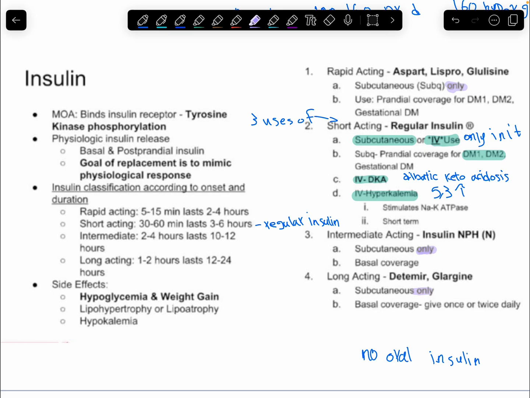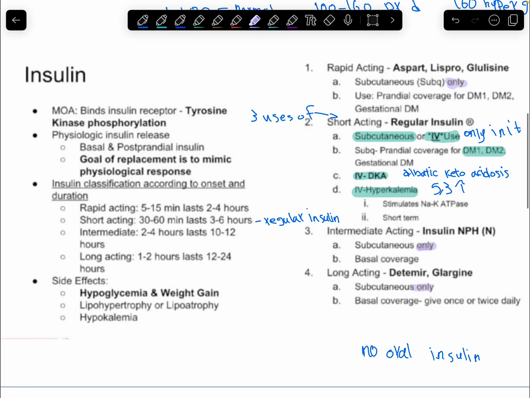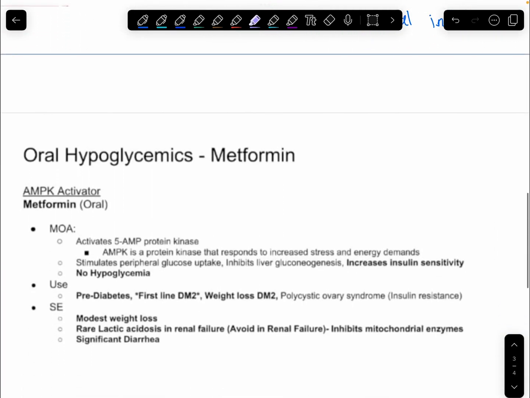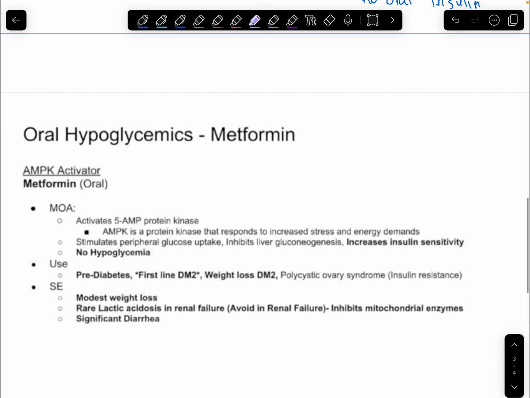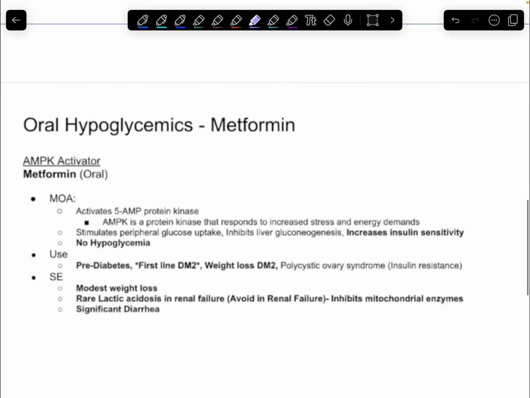We should stop here or continue? What do you think? Stop? I think, Doctor, we should stop. Okay, so inshallah next week we will learn many things.